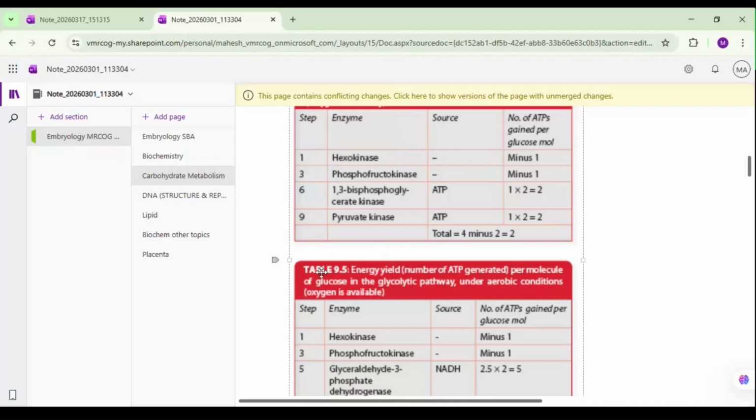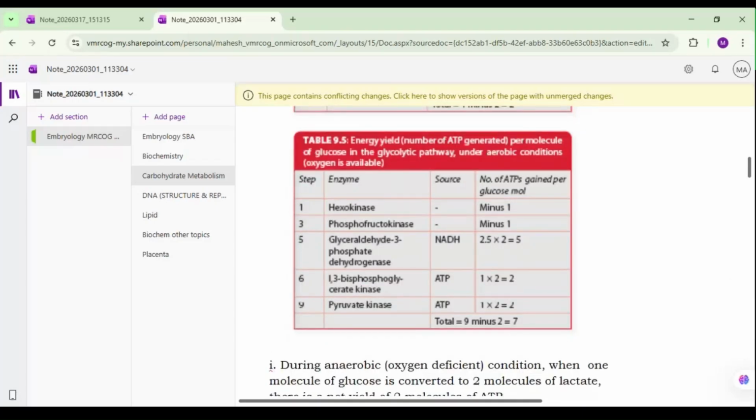Okay. Now what happens under the aerobic condition? So you should also know the energy yield. These are the SBAs which are asked. Okay. What is the energy yield in the anaerobic glycolysis? It is total 2. Okay. Now energy yield, number of ATPs per molecule of glucose in the glycolytic pathway under aerobic conditions, that is, the oxygen is available.